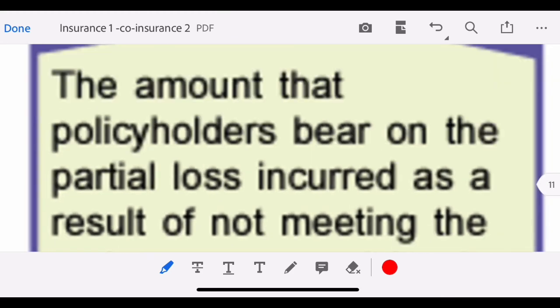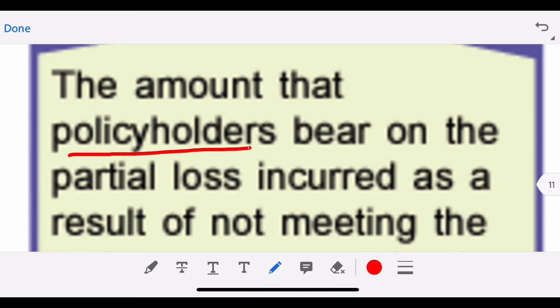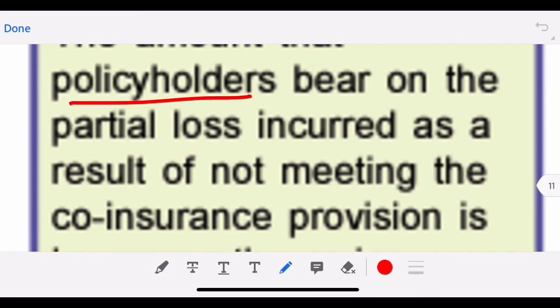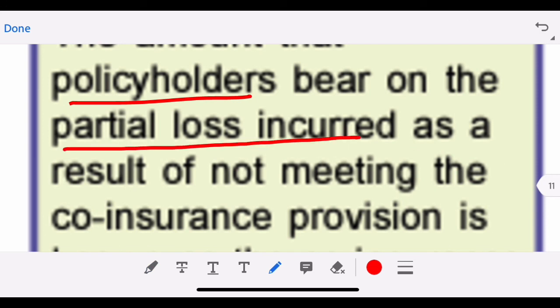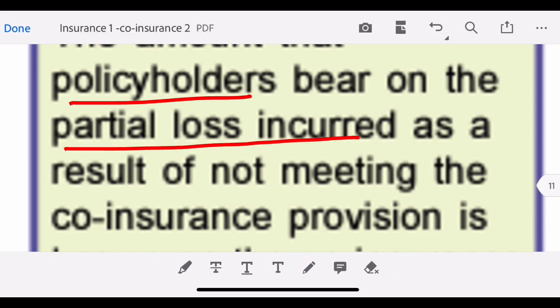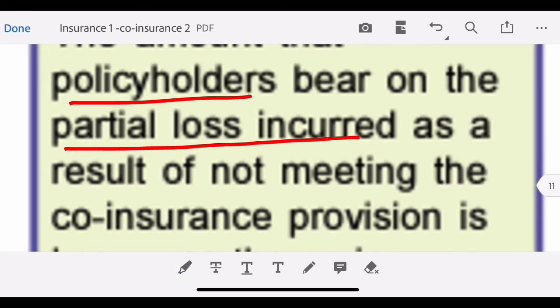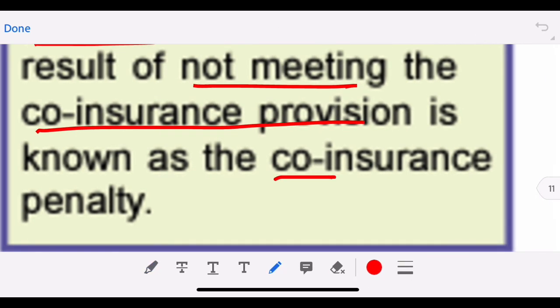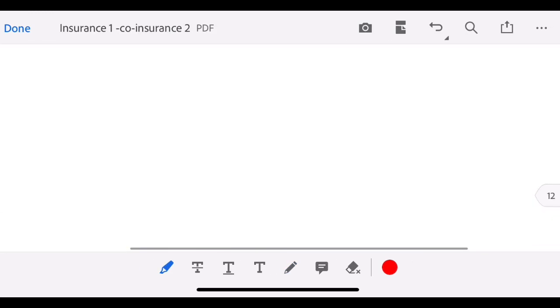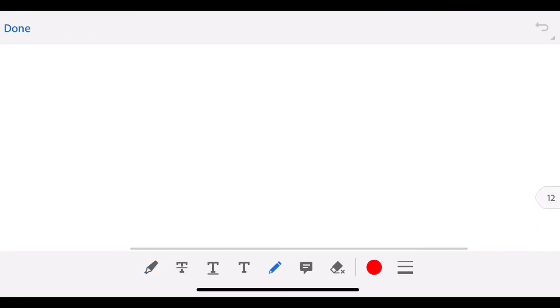Okay. Alright, so this is about the co-insurance. The amount that policy holders bear on the partial loss incurred as a result of not meeting the co-insurance provision is known as co-insurance penalty, right? So that's all the sharing about the co-insurance.